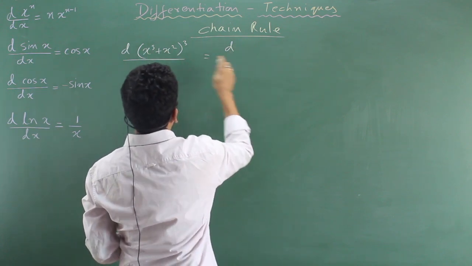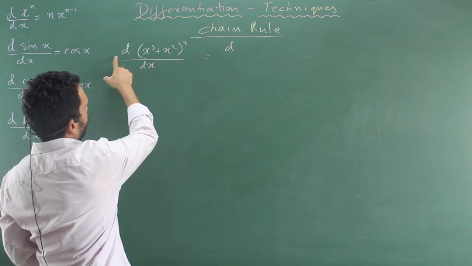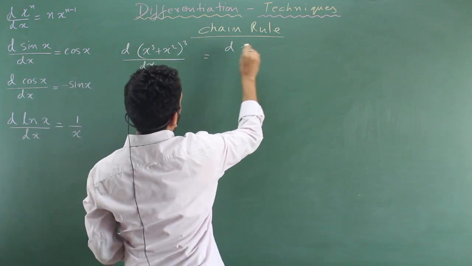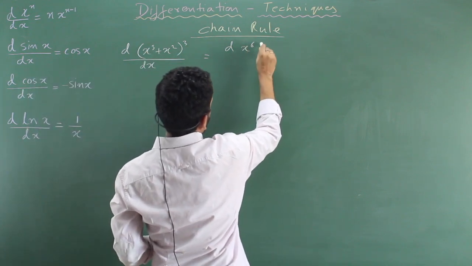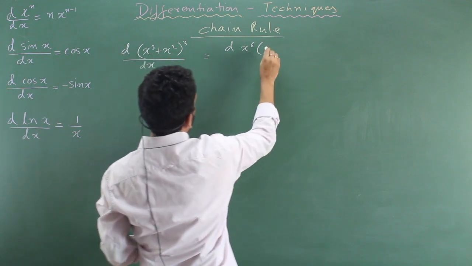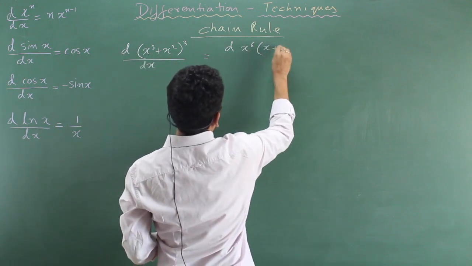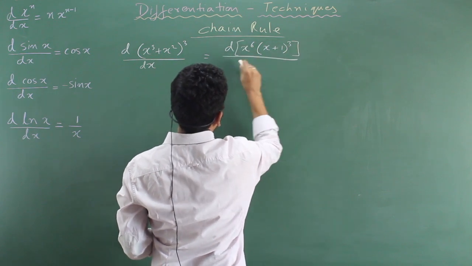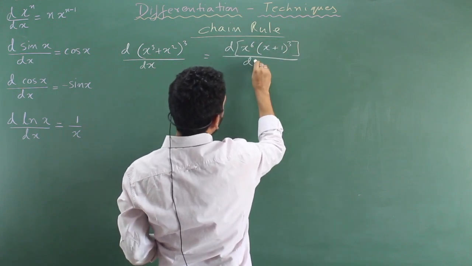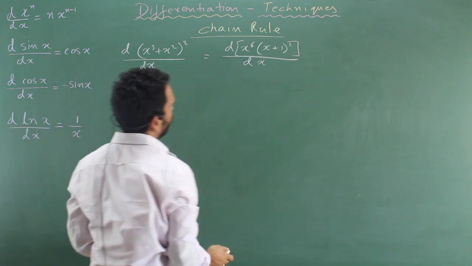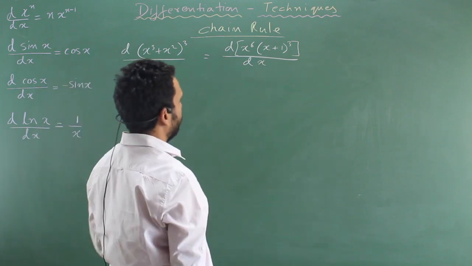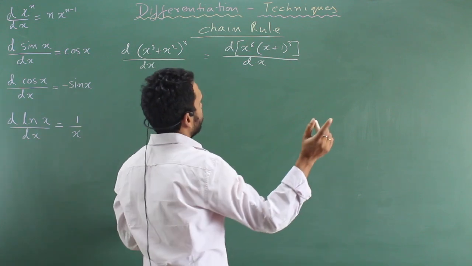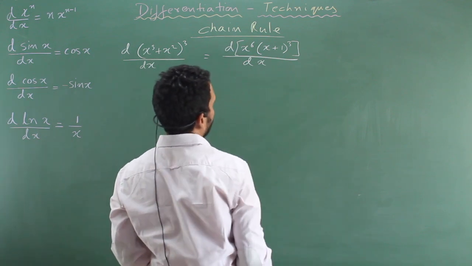x cube power 3, or shall I take x square common outside, and x square and power 3, that is your x power 6, and what is in here is x plus 1 whole cube. That's your function. I'm just rewriting the function. I'll come back to this question and we'll apply product rule also later on. I hope I remember to apply product rule on this.